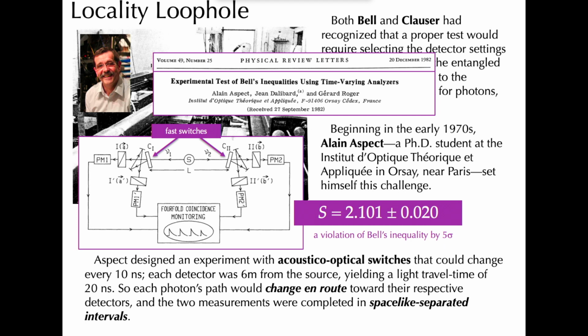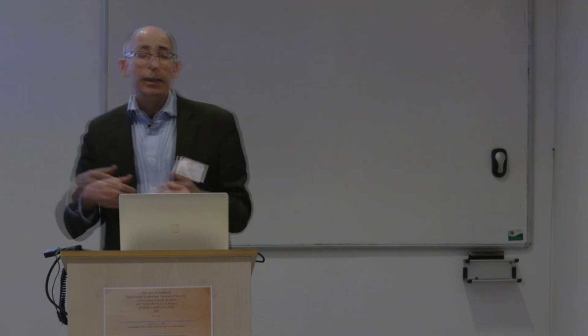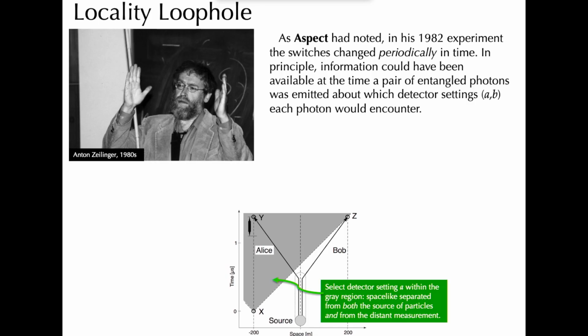Again, as we heard this morning, about 5.5 standard deviations, now shielding against that first of these so-called loopholes that could have otherwise accounted for something like Freedman and Clauser's results. Professor Aspect himself had noted in this magnificent article that his technique was actually periodic in time. These acousto-optical switches were moving on a, in principle, predictable pattern.